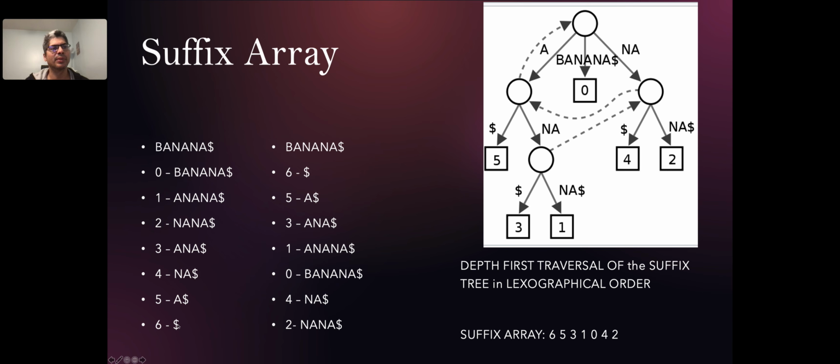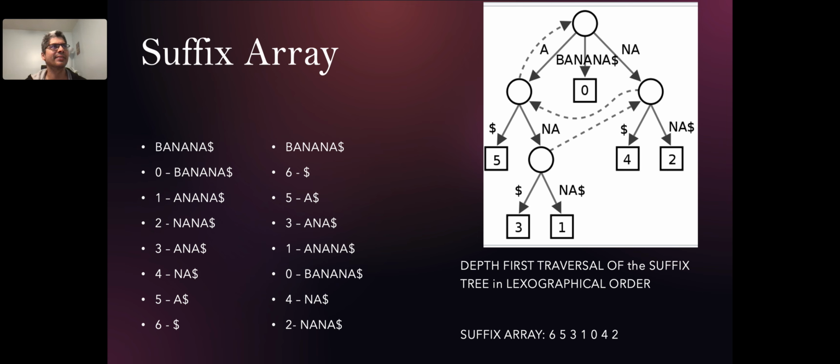All the suffixes, and remember the end terminator is always lower in the lexical order than the other characters. So in the lexicographical order, it starts with the terminator, and then in this case A, again A, and then B, and then N, and A, and A. So this is the lexicographical order, the dictionary order of the suffixes of banana.